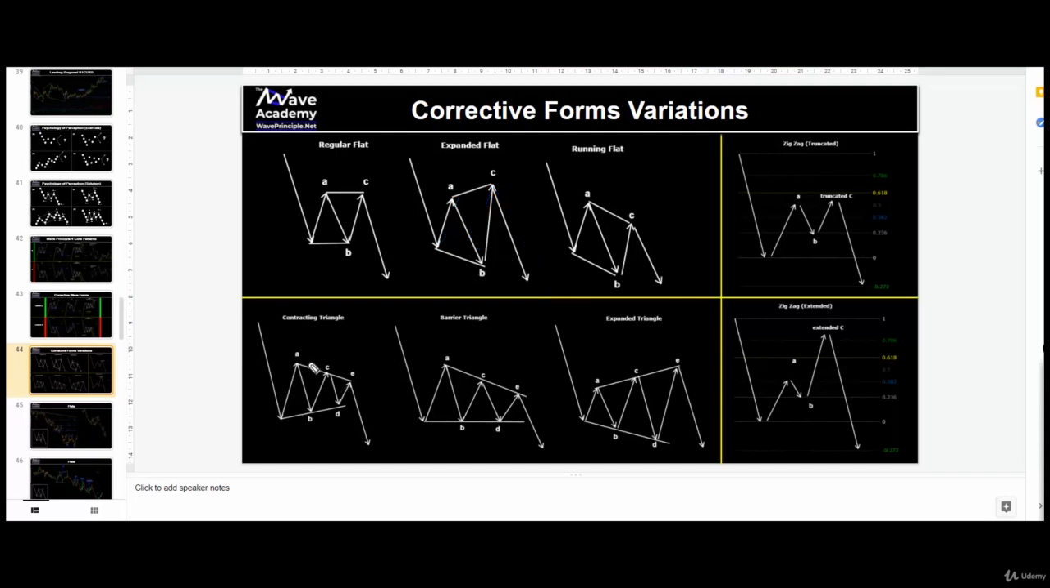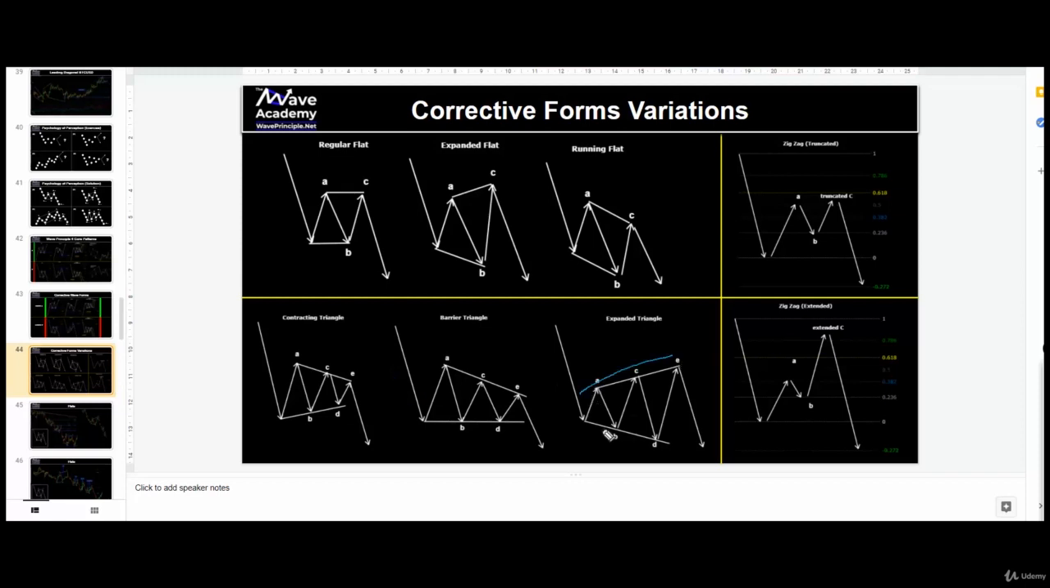In triangles, we can also see some variations, where the common one is the contracting. You can see that it's getting even closer to the apex, and then it breaks to the other way, with more chance of going in the direction of the last impulse. In the barrier triangle, we have a horizontal line, like a barrier, like a shield, where the price doesn't go below, but it's getting even shorter at the top. That's a contracting triangle, and it also depends on the last movement where it's going to go.